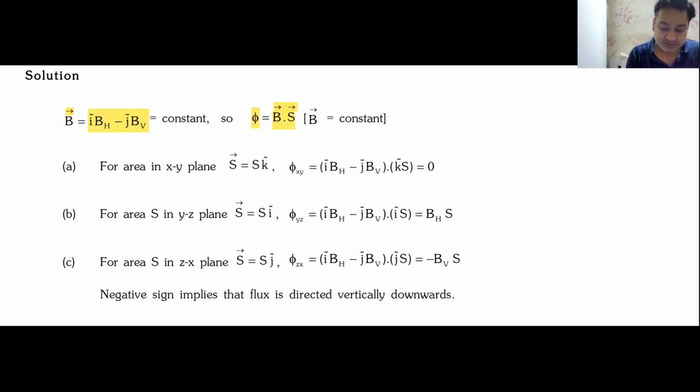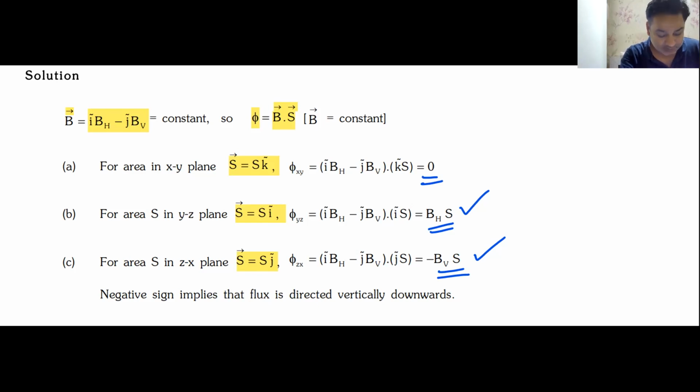In the first case, your area vector is SK. In the second case, it is SI. In the third case, it is SJ. You just take the dot product in all three cases and you will land up with your answer. In this case, flux is positive, and in this case, flux is negative. Do you all understand this? Yes, sir. Very simple. You might get a question of this type, and that is why I did this.